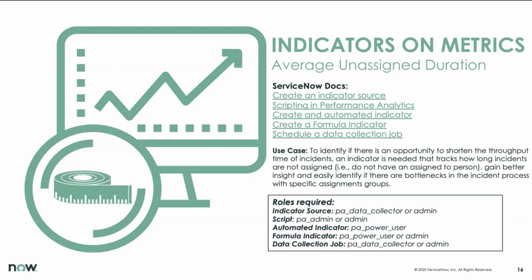And real quickly, so our use cases, we want to identify if there's an opportunity to shorten the throughput time of incidents, or an indicator is needed that tracks how long incidents are not assigned, do not have an assigned person, gain better insight, and easily identify if there's any bottlenecks in the incident process that we can change with specific assignment groups. So let's get into that as well.